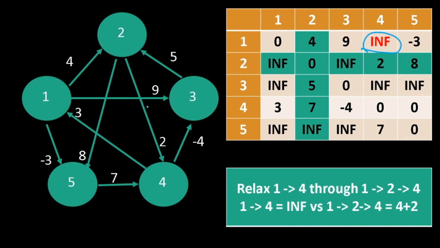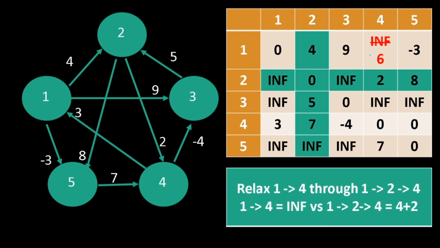This is a more interesting case. 1 to 4 is infinity. Okay, 1 to 2 to 4. 1 to 2 is 4 and 2 to 4 is 2. So the answer is 6. 6 is better than infinity. So I'll strike this down and label it as 6. Yes, this is now 6.